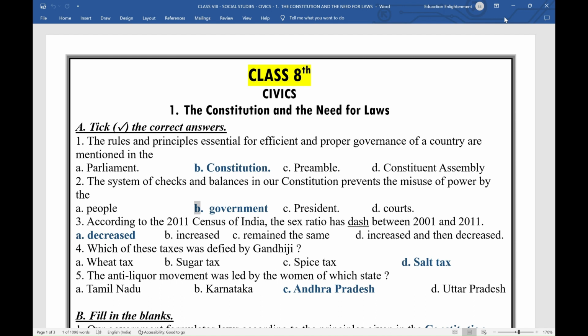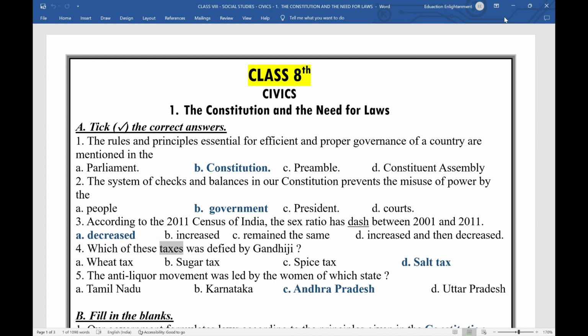A. People. B. Government. C. President. D. Courts. 3. According to the 2011 census of India, the sex ratio has dash between 2001 and 2011. A. Decreased. B. Increased. C. Remained the same. D. Increased and then decreased.